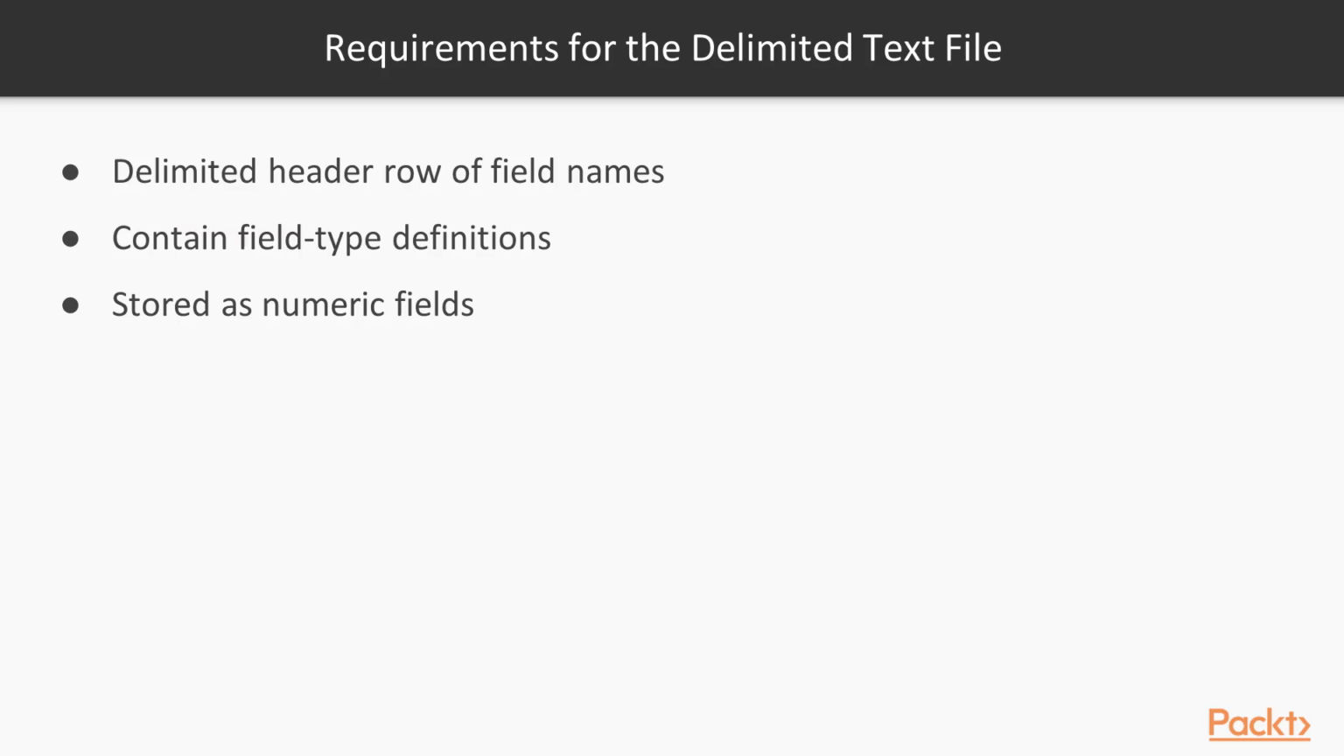QGIS has three requirements for the delimited text file to be mapped. The first row must be a delimited header row of field names. The header row must contain field type definitions. If the geometry values are stored as X and Y coordinate values, they must be stored as numeric fields.